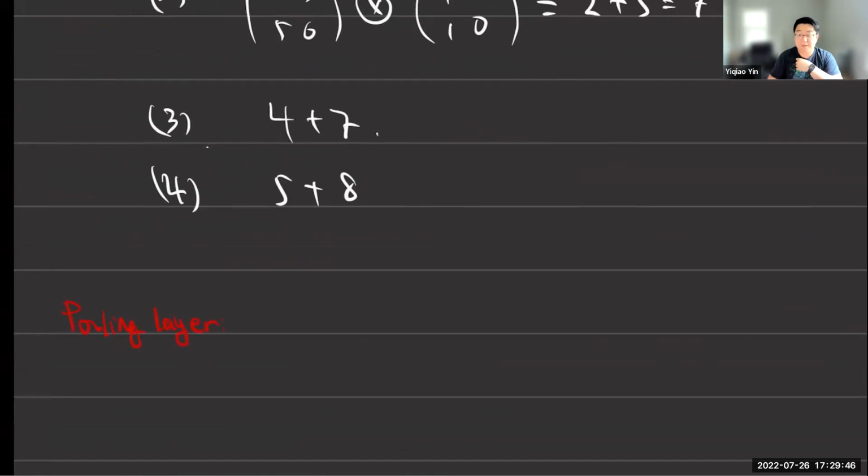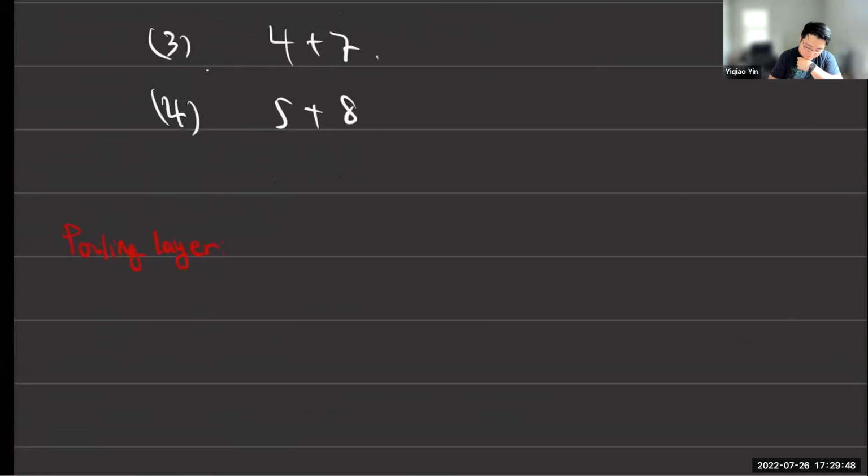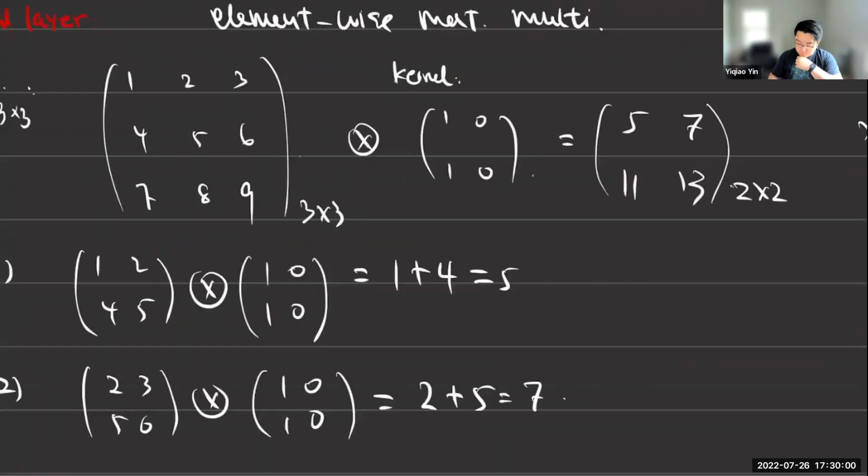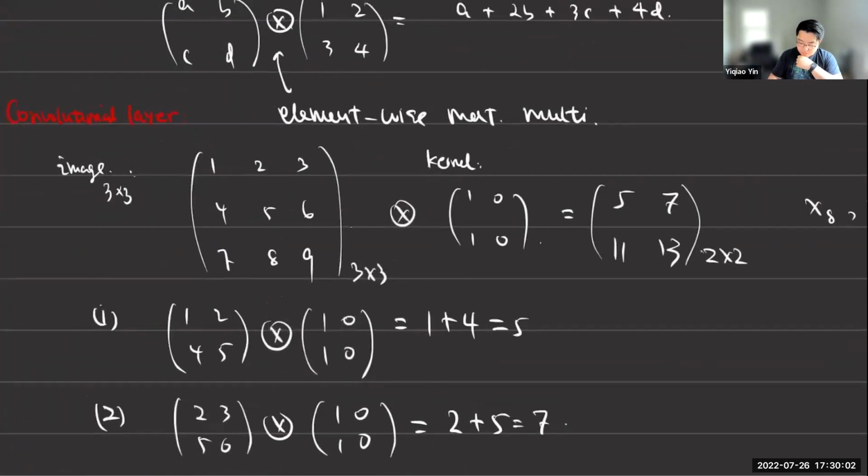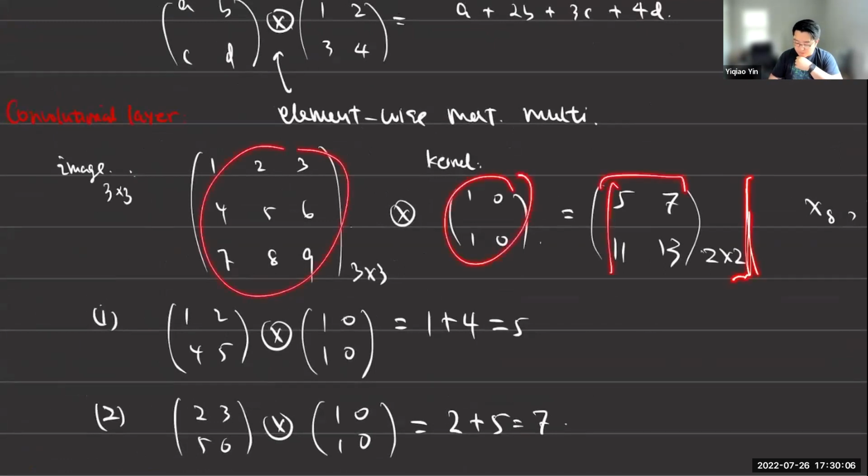The pooling layer is even easier to understand. There are only two types: maximum pooling and average pooling. I'm going to tell you guys both. So where are you right now? You have the picture, you send the kernel through, and then you're down to a 2 by 2 output. So 5, 7, 11, 13, that's going to be your final result.